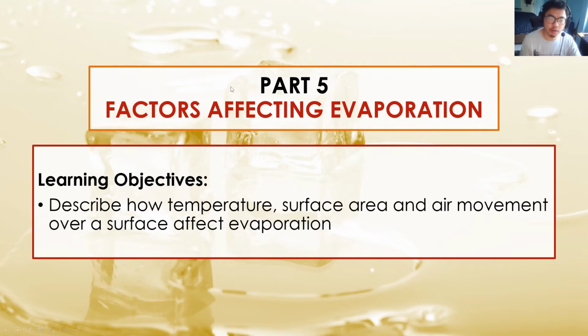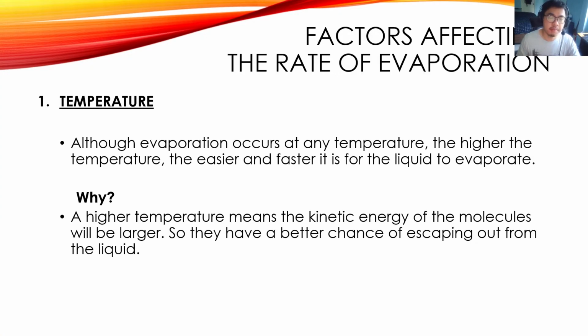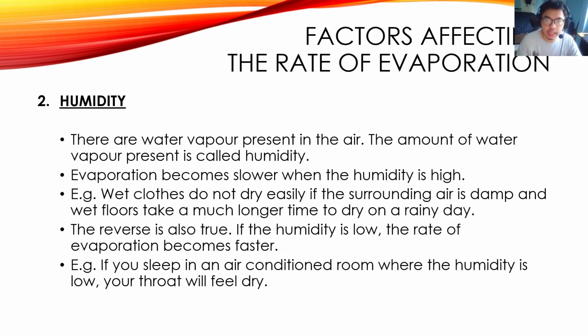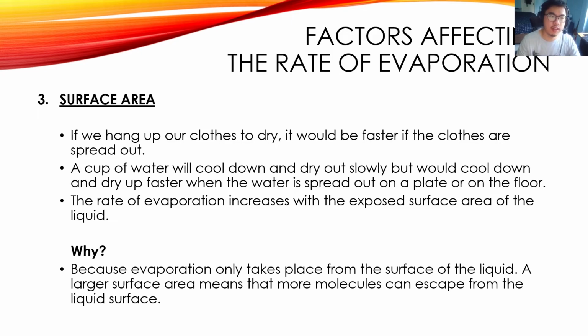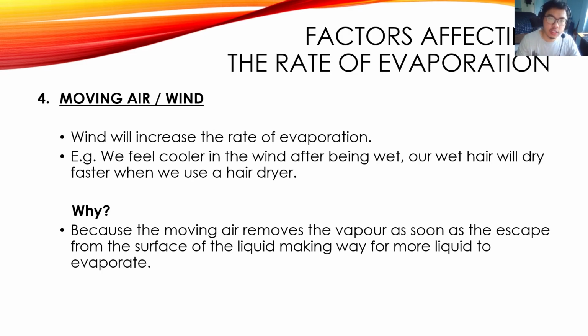So remember, for part 5, you need to be able to remember what the factors that affect evaporation are. Number 1 is temperature. If the liquid is hotter, it evaporates faster. Number 2 is humidity. If the air is drier, the liquid will evaporate faster. Number 3 is surface area. If the liquid has a large surface area, in other words, it's spread out, it will evaporate faster. Number 4 is wind. When there is wind or moving air in the surrounding, the liquid will evaporate faster.